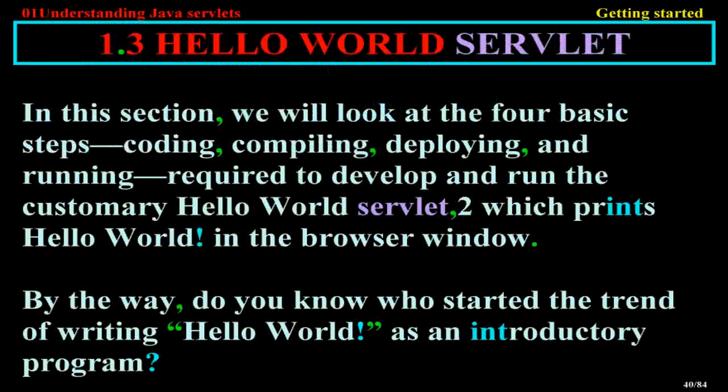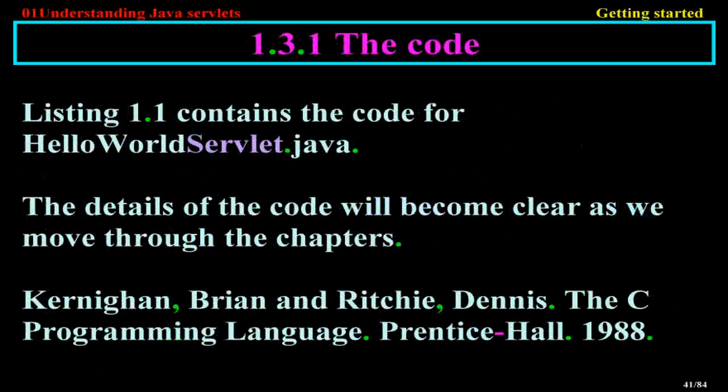1.3 Hello World Servlet. In this section, we will look at the four basic steps: coding, compiling, deploying, and running, required to develop and run the customary Hello World servlet, which prints Hello World in the browser window. By the way, do you know who started the trend of writing Hello World as an introductory program? 1.3.1 The code. Listing 1.1 contains the code for HelloWorldServlet.java. The details of the code will become clear as we move through the chapters. Kernighan, Brian, and Ritchie, Dennis. The C Programming Language. Prentice Hall.